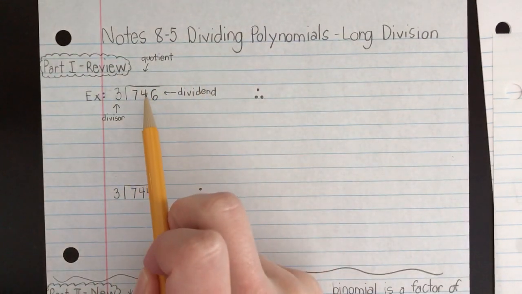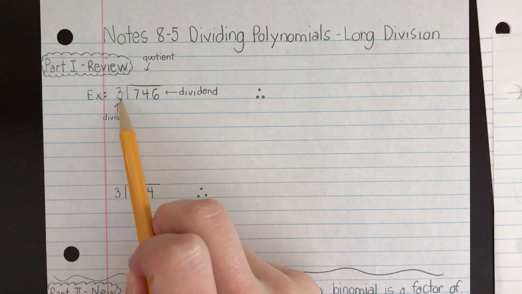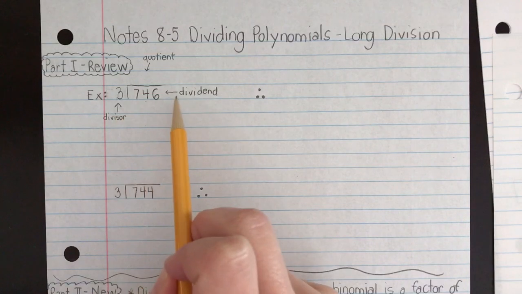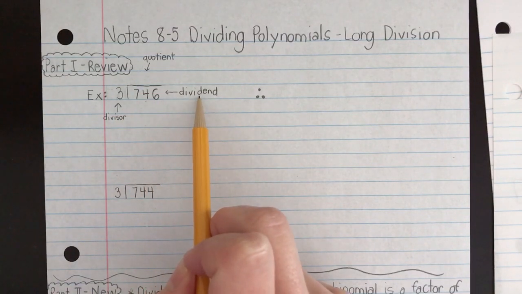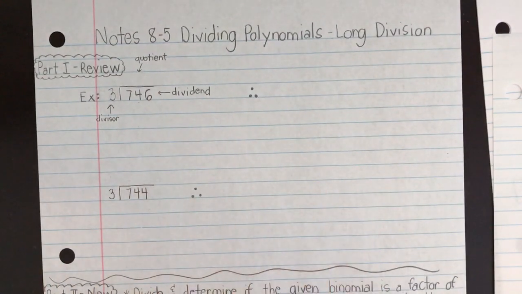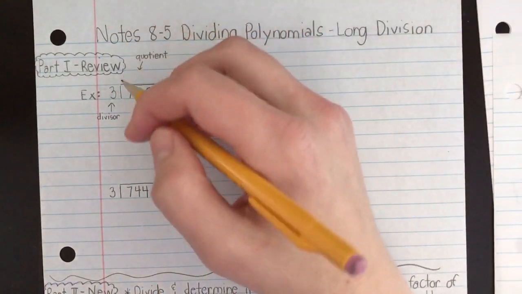So if I asked you to divide 746 by 3, 3 is called your divisor, and 746 is called your dividend. Your answer that you get for this problem is called your quotient. So let's start practicing, and I'll remind you how this works.